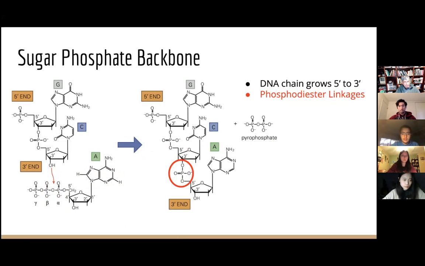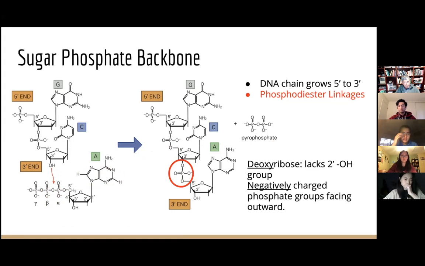And two other things that I want to point out in this sugar phosphate backbone: because this is DNA, the sugar is a deoxyribose. And I underline deoxy because that means at the 2' carbon, this carbon here, there is no OH group. But in RNA, it's a ribose, meaning there is an OH group here as well. And this has very important implications in the overall structure of DNA.